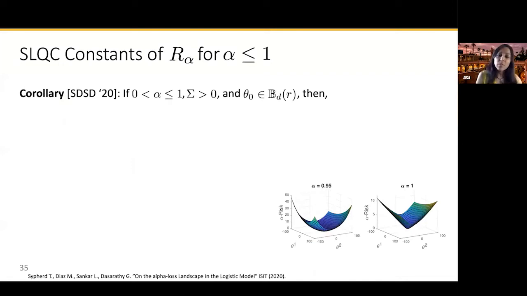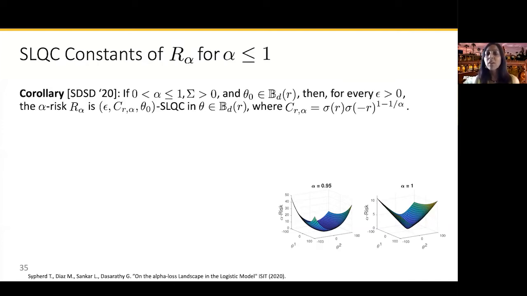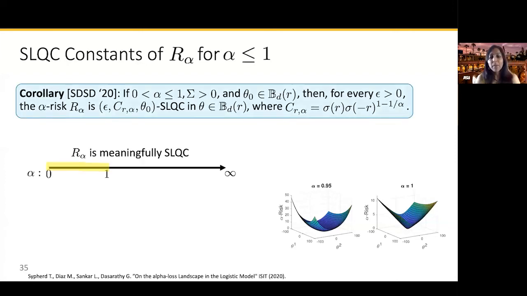Okay. So right off the bat, for alpha less than or equal to 1, since I told you that under the logistic model, my expected risk is actually strongly convex, here's my corollary. For alpha less than or equal to 1, for sigma greater than 0, that's my only requirement I have on the distribution of the data, then my alpha risk, that's my expected risk, R alpha, is SLQC. For some epsilon, where kappa is the C R alpha, it's actually just the Lipschitz parameter of R alpha with respect to theta. All right. Okay. So here's what we have visually. That, of course, I'm strongly convex. Therefore, I am quasi-convex. That's all there is in that proof. And therefore, I can actually quantify the Lipschitzness of it, with respect to theta, and then I just plug that in.